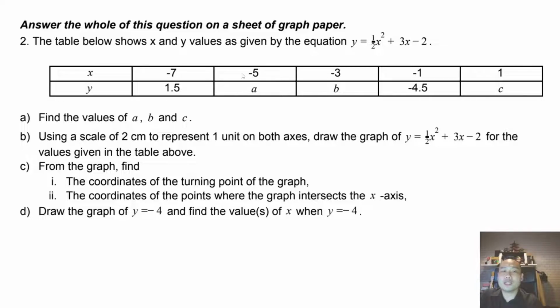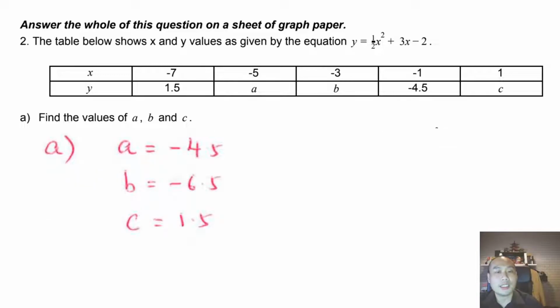You substitute x equals negative 5, and you will get a value, and that value will be equal to a. You repeat the process for x equals negative 3 to get b, and for x equals 1 to get c. These two values, negative 7, 1.5 and negative 1, negative 4.5, are for you to test that you have pressed your calculator correctly. I don't foresee that any of you have any issue with this part. It's just a matter of using the calculator carefully. So the solution: a is negative 4.5, b is negative 6.5, and c is 1.5.